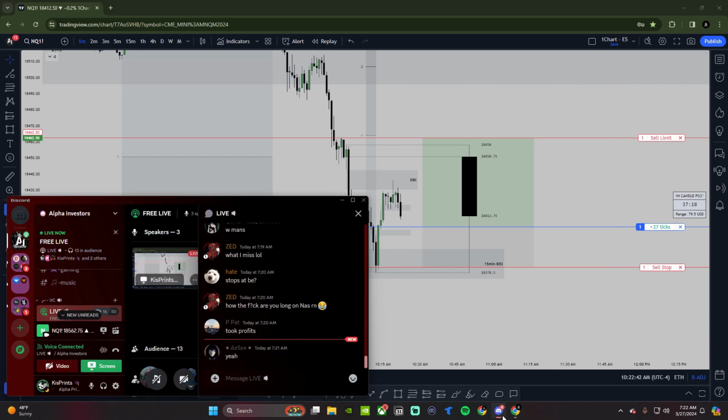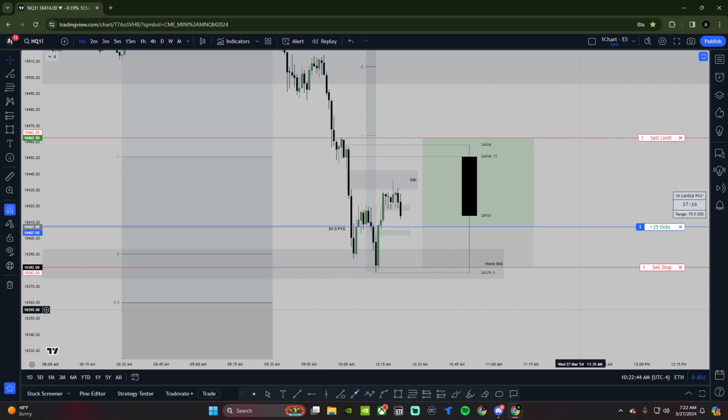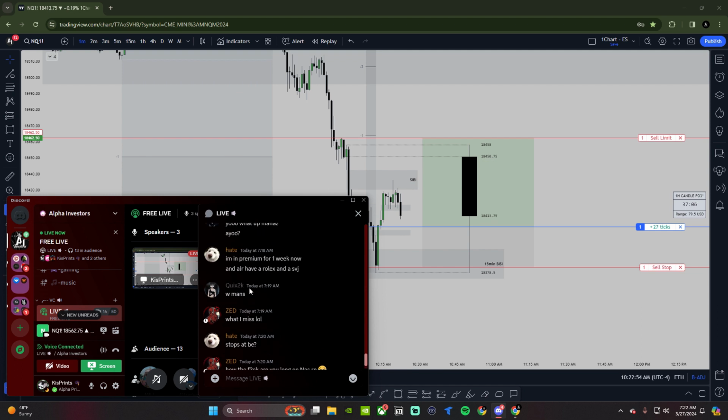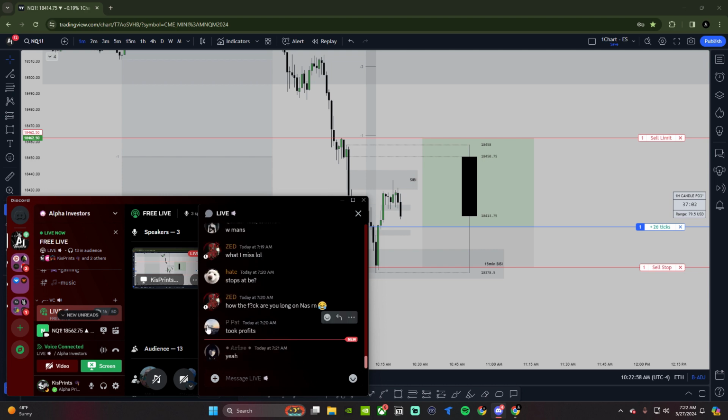Now I might go stop loss here, but I already told you guys to take profits. So as long as you guys are good on this play, it doesn't really matter how I end up. If you guys are in premium, you know this. I always tell you guys to take profits. What I'm doing is just for you guys for the live.